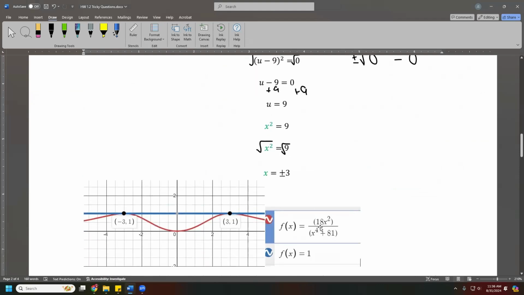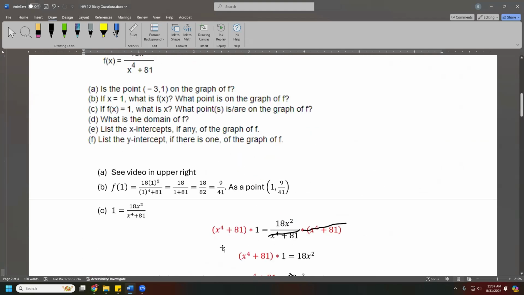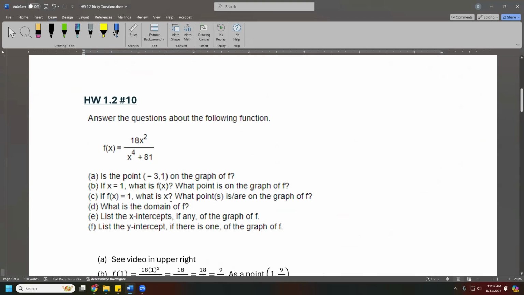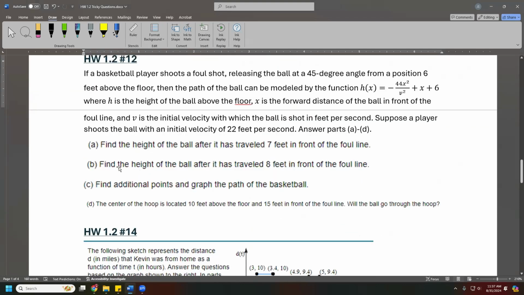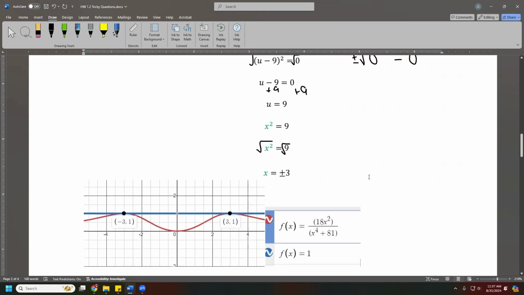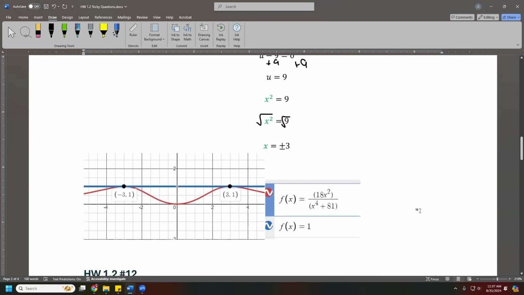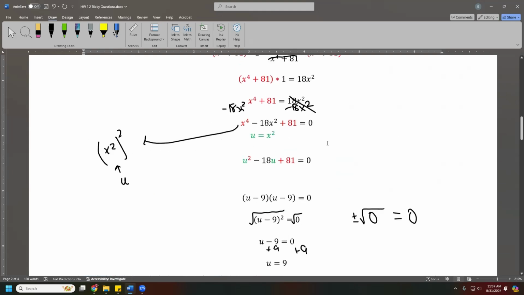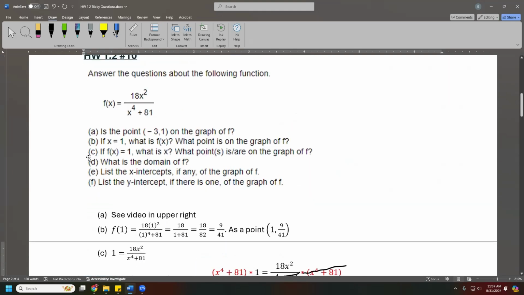All I did was I graphed my original function, and I said f of x equals 1, because I'm supposed to find where that's the case. That's what the question asked me over here, if f of x equals 1. And now all I need to do is grab my x values. Wherever they intersect, I need the x values. By hand, I found that it was plus and minus 3, and you can also see that it's plus and minus 3 from the graph. But the graph took me 2 seconds, and the algebra took me forever. So use with caution. Okay, so now we're going to continue on.